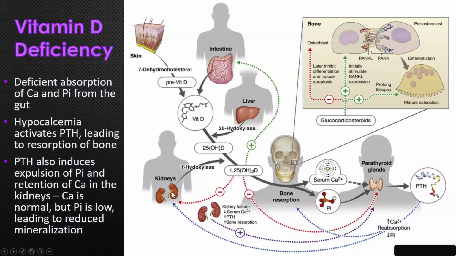Remember PTH was holding on to calcium as much as it can, but excreting more phosphate through the kidneys. And so phosphate is low. But phosphate being low leads to reduced bone mineralization. You don't have sufficient calcium, you don't have sufficient phosphate to maintain your bone mineralization. And so the overall result, if you have long-term vitamin D deficiency, is that you get osteomalacia and very radiolucent bone, you're losing mineralization.